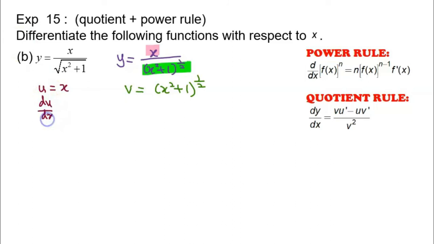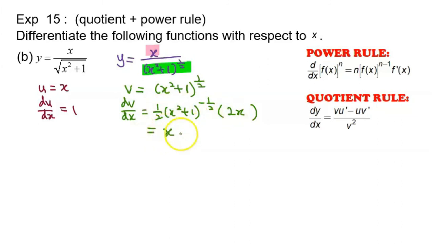Differentiate u with respect to x equals 1. Then, differentiate v with respect to x by using the power rule. The power moves to the front, power minus 1. Then, differentiate the inside function, which is 2x. Simplify the answer. 1 over 2 times 2 equals x.